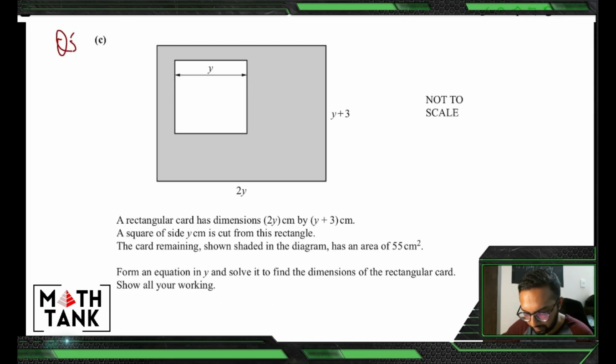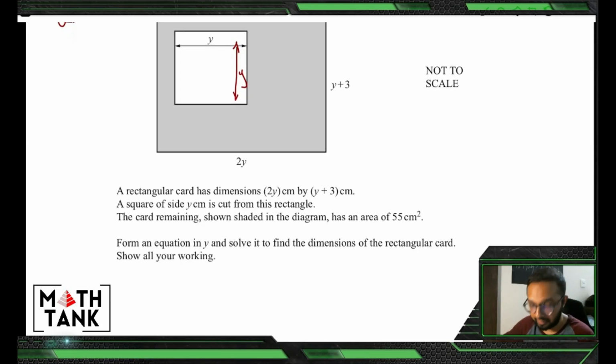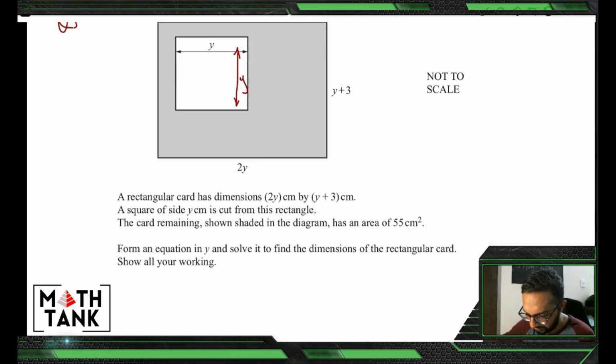Let's start. It says a rectangular card has dimensions 2y by y plus 3. A square of side y is cut from this. Okay, so if it's a square, then this side should also be y. The card remaining, shaded in the diagram, has an area of 55. Form an equation in y and solve it to find the dimensions of the rectangular card. So I'm looking for the dimensions of the outside rectangular card. So I will need the value of y basically. So how can I use this?